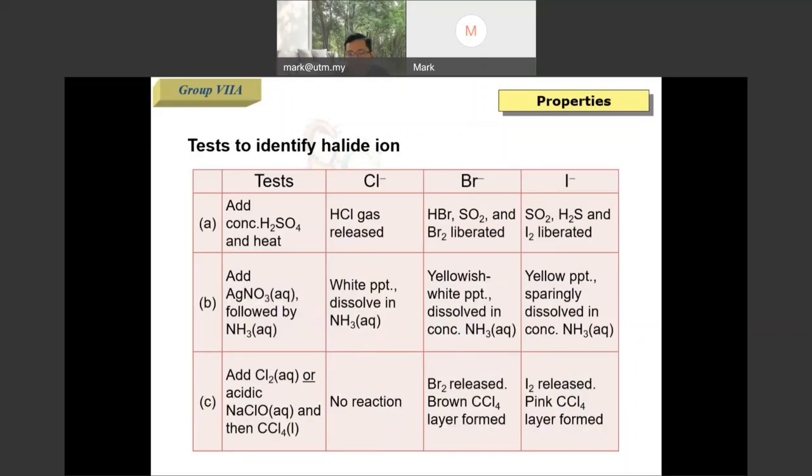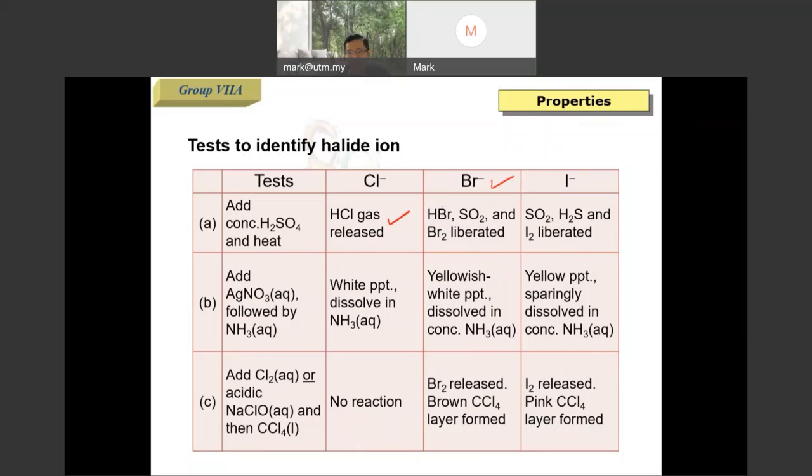We can also test to identify these halide ions. It's very useful, especially in identification of the compounds that we get. There are 3 tests that we can do to identify the halide ion in a solution. We can add concentrated sulfuric acid and heat. If there is a chloride anion, hydrogen chloride gas will be released.